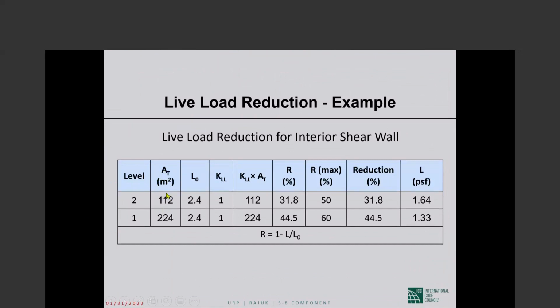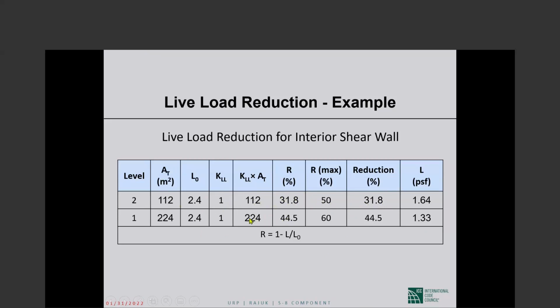For the shear wall, if you go back to the figure which I showed, the tributary area comes to 112 square meters. So the first level would be 224, 2 times that. The unreduced live load is the same as before. K sub LL, as I pointed out, is now 1, not 4 anymore. This is a shear wall, falls under all other things. So the influence area is the same as tributary area. Based on this, we get a 31.8% reduction, which being less than 50 is what we get.